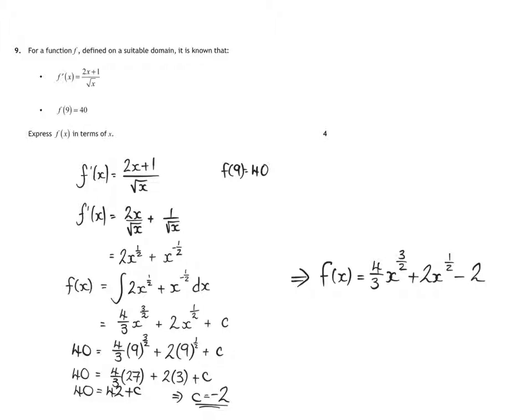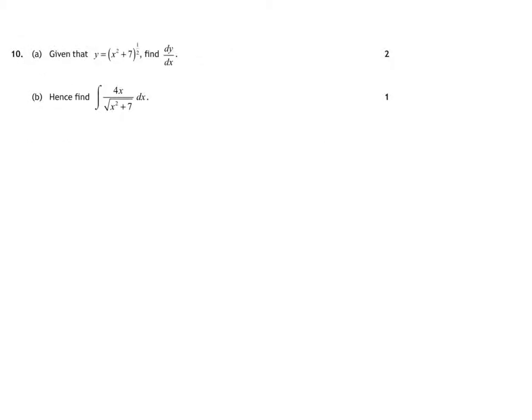Okay, so that's question 9. Right, so question 10, this is quite a nice one actually towards the end. So we have, given that y is equal to (x squared plus 7) to the power of a half, we need to find dy by dx.